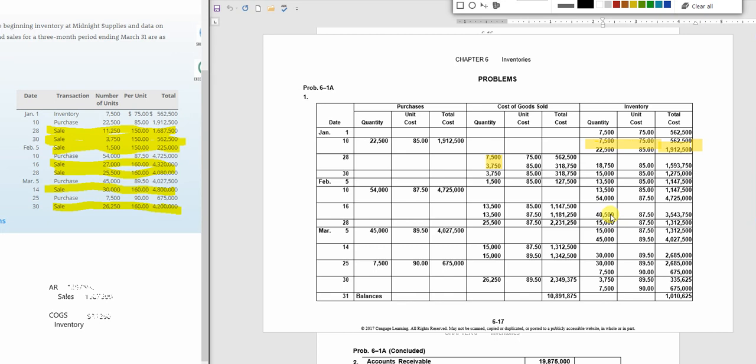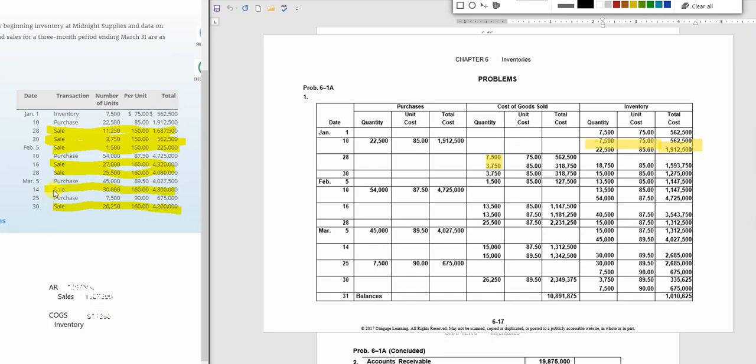I go over here, I make my journal entry. Accounts receivable sales is $4,320,000. My cost of goods sold inventory is these two numbers added together, whatever that is. So these two numbers added together would go in this entry.